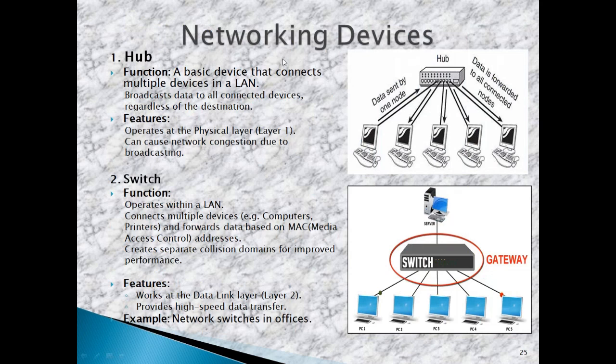Now, since we have understood network and networking types, let's look at the devices used to connect networks. So the basic devices used to connect networks, the first one is a hub, which is a basic device that connects multiple devices in a LAN. Now, the key feature of a hub is that it broadcasts all data to all connected devices, regardless of destination. What does that mean? A hub is simply a device used to connect multiple devices on the network.